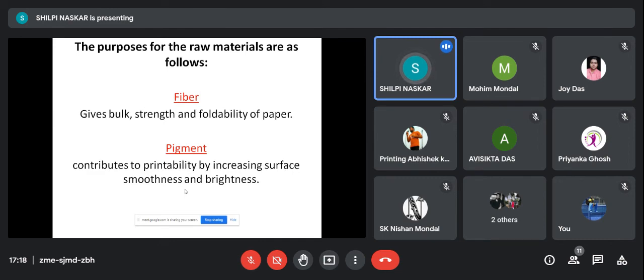This gives you the shades in the printing paper, as well as different colors to the paper. Binder bonds the fibers, that is the fibrous material, attaching fibers with fibers. That is the binder.